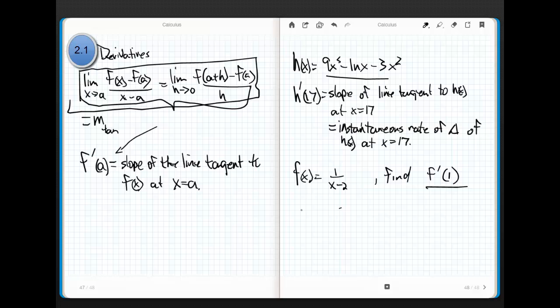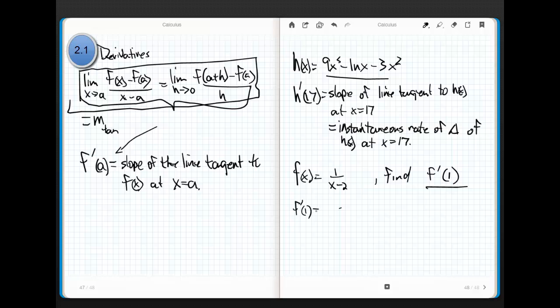That's it. Well, the first thing that should pop into your head is, all right, I'm going to find the instantaneous rate of change of f at x equals 1. Or I'm going to find the slope of the line tangent to f of x at x equals 1. Now, I may or may not use that, but that is what it is. Let's go through the process. So f prime at 1.